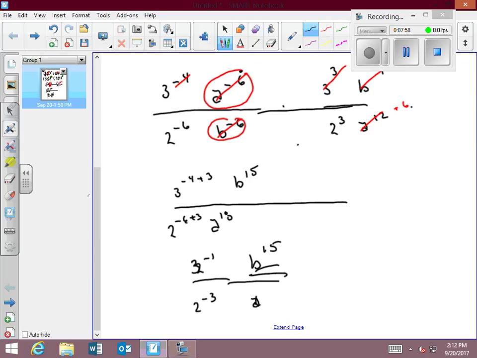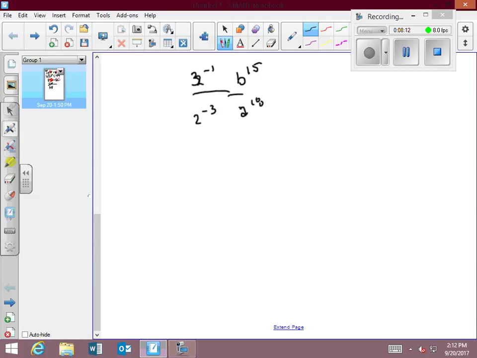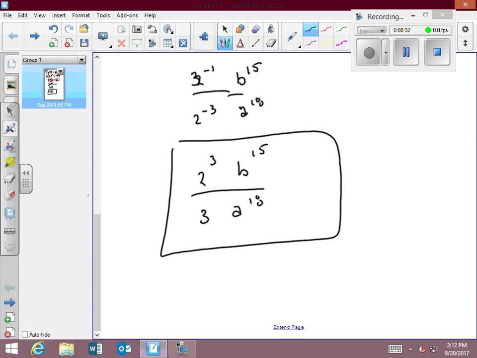Well, I'm just making a mess of this thing. It's b15 a18. Then to clean this all up, this 2 has to go in the numerator, third, b15. The 3 has to come down. 3 to minus 1, I don't have to put any exponents. a18. And that should be the answer. Now someone asked the same one this morning, or earlier class, and it's 8 over 3, right?